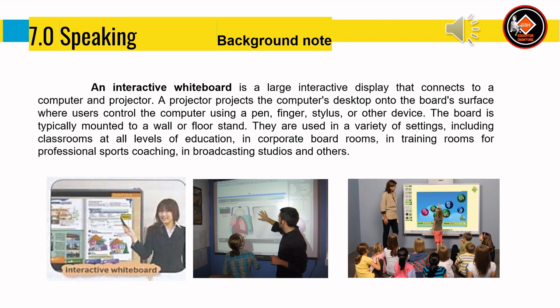An interactive whiteboard is a large interactive display that connects to a computer and projector. A projector projects the computer's desktop onto the board surface where users control the computer using a pen, finger, stylus, or other device. The board is typically mounted to a wall or floor stand. They are used in a variety of settings, including classrooms at all levels of education, in corporate boardrooms, in training rooms for professional sports coaching, in broadcasting studios and others.